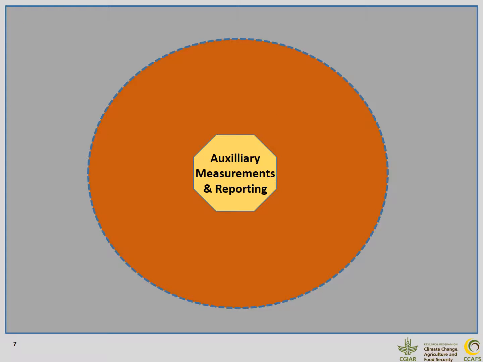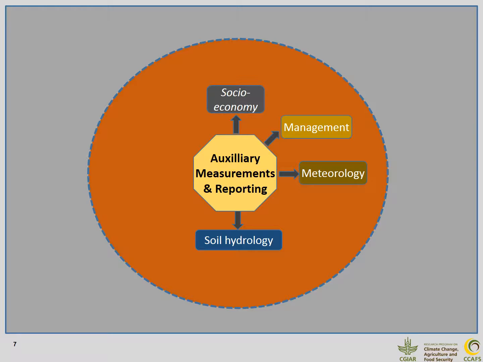Only reporting greenhouse gas fluxes for a given field is not sufficient. We need to monitor additional factors to make it really a valuable dataset which can be used by several users. Important parameters to observe and to report on are factors with regard to socioeconomy, management, meteorology, soil hydrology, soil properties, and crop and plant performance. The slide provides different examples of what should be observed and monitored.